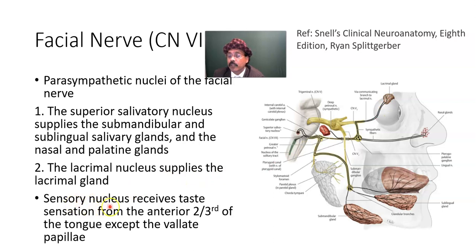The sensory nucleus receives taste sensation from the anterior two-thirds of the tongue. This is the tongue and the anterior two-thirds of the tongue, except the vallate papillae. The taste sensation is carried by the facial nerve by means of the chorda tympani branch of the facial nerve.